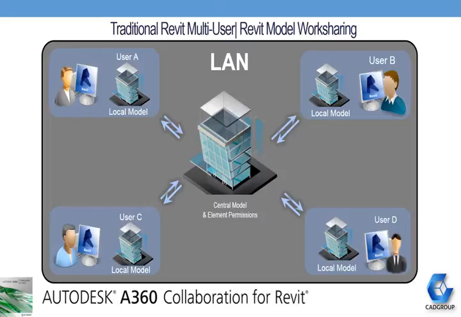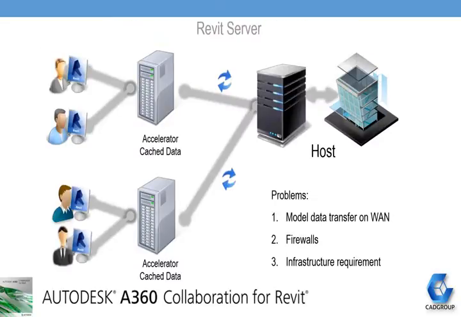So this is the Revit worksharing model we are familiar with, a local area network setup, which has a server sitting inside your office, and everyone's local model sits on every user's C drive, and the central model in the server coordinates everyone's work changes.